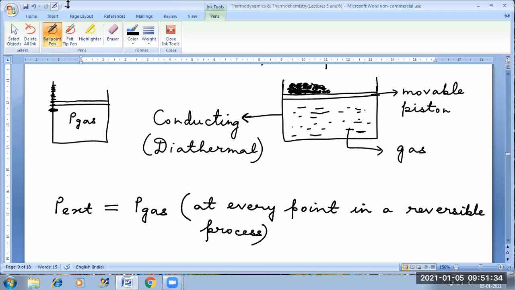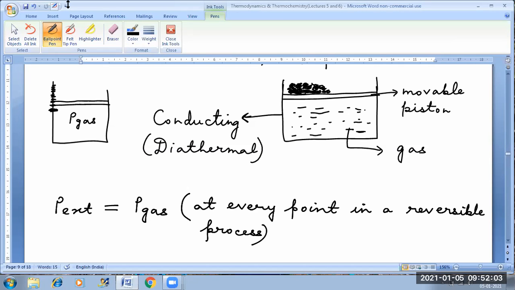This is because we are able to make the process happen extremely slowly. Because it is happening extremely slowly, it is called a reversible process, since at each and every point the piston is stopping. Again, if I remove one sand particle, it moves and stops. If I remove another sand particle, the piston again moves slightly upward and then stops.